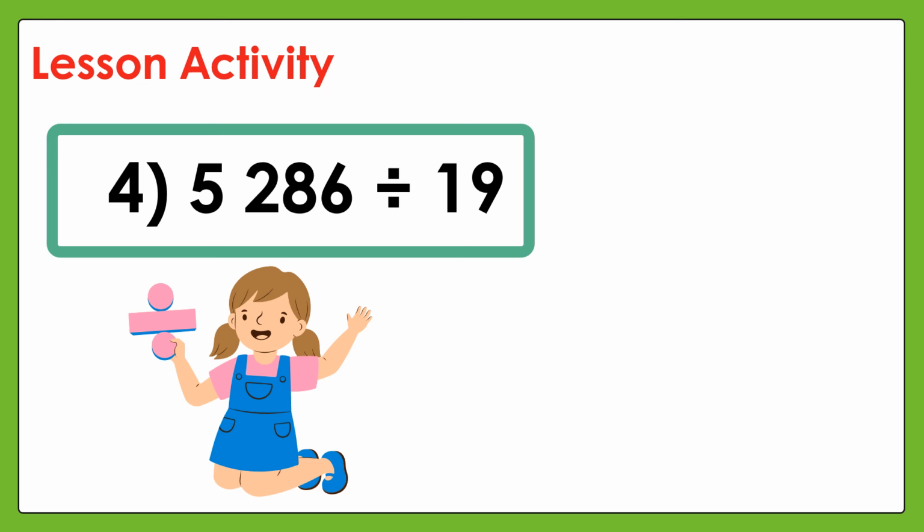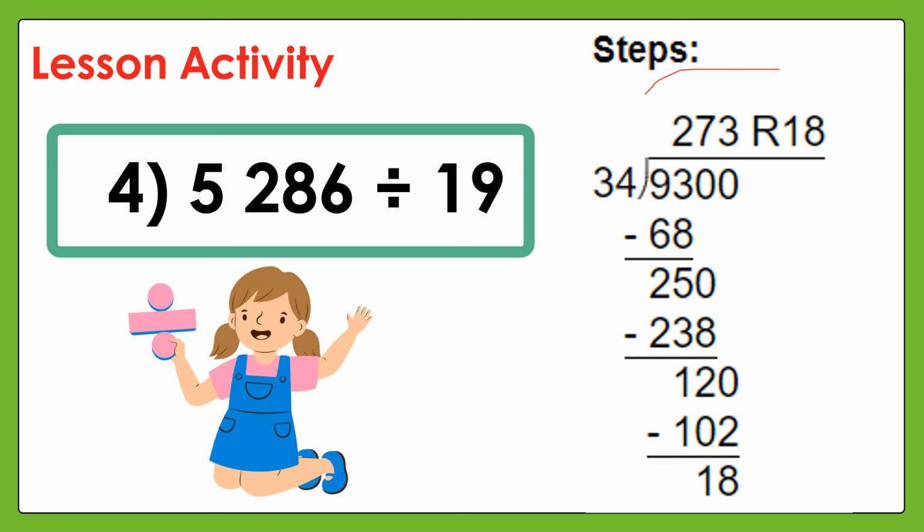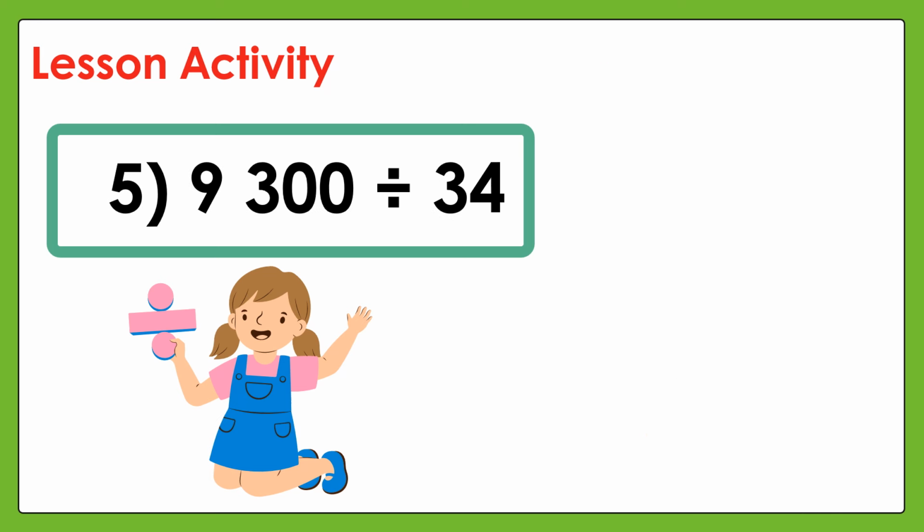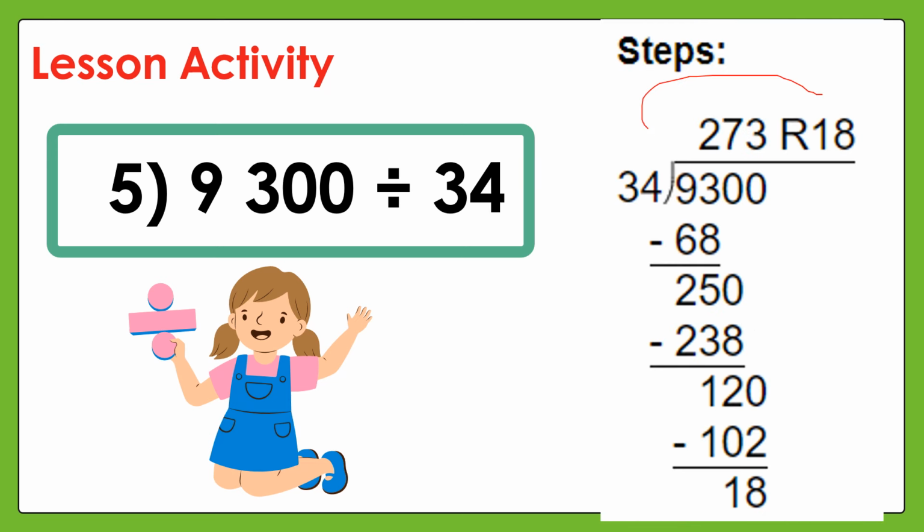Number 4, 5,286 divided by 19 is equal to 273 with remainder 18. Number 5, 9,300 divided by 34 is equal to 273 with remainder 18.